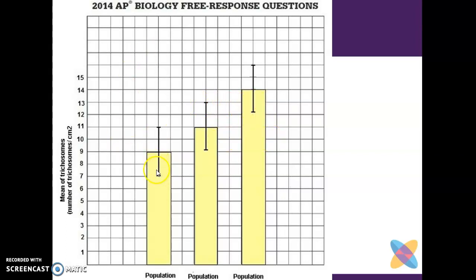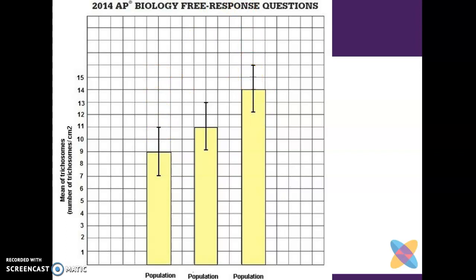Now, what about population 1 and population 3? We have 7 to 11, and then we have 12 to 16. Are there any overlaps in those numbers? No. So for part B, the first part, the identify part, you would say something like population 1 and population 3 have statistical differences. The end. That's all they're asking you to do. Don't elaborate, don't word vomit, just state what the prompt is asking. Population 1 and population 3 have statistical significance between them.